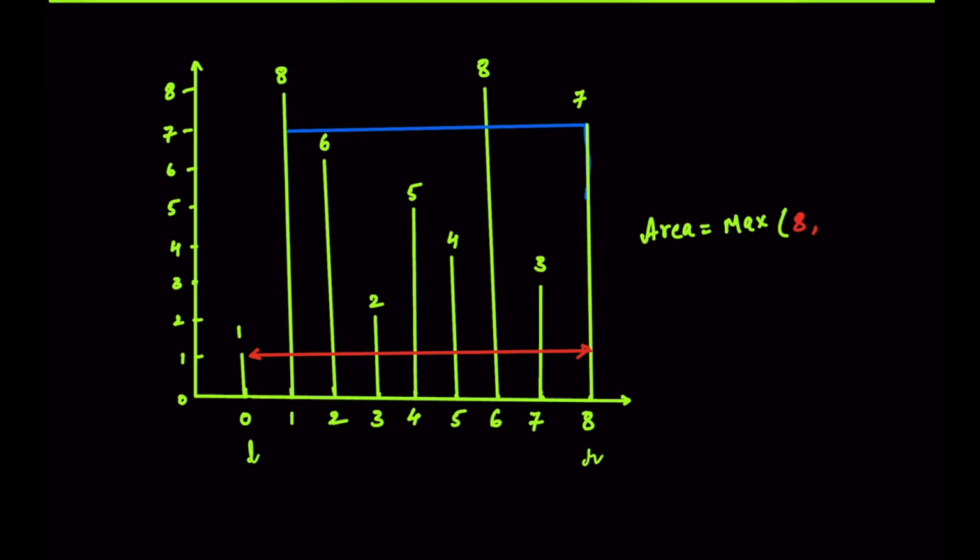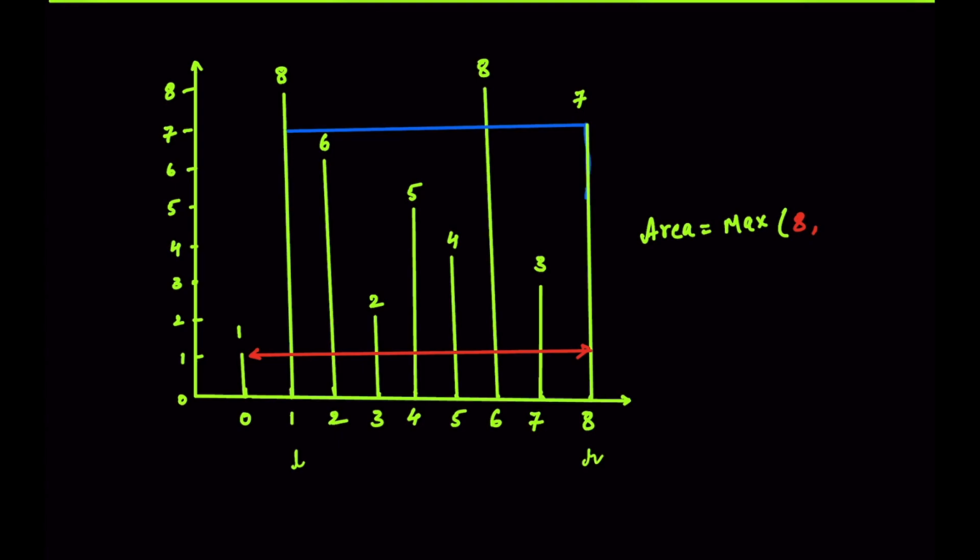After that, we are going to increase our left pointer. The reason we are increasing our left pointer is because we already found the maximum area that can be formed with the height 1. So that is the reason we are incrementing our left pointer.